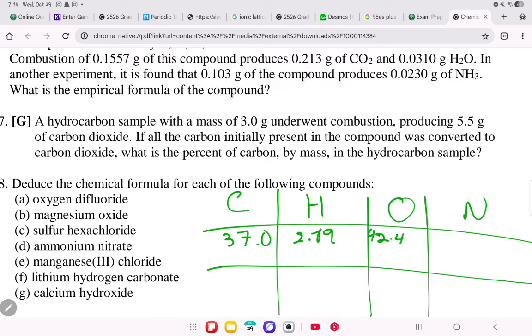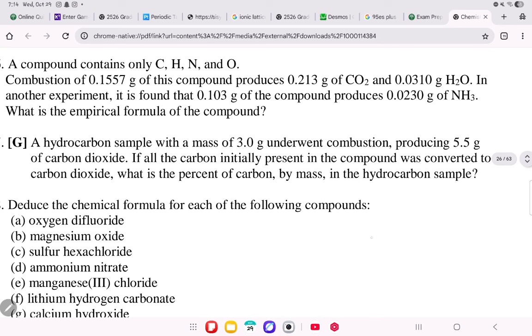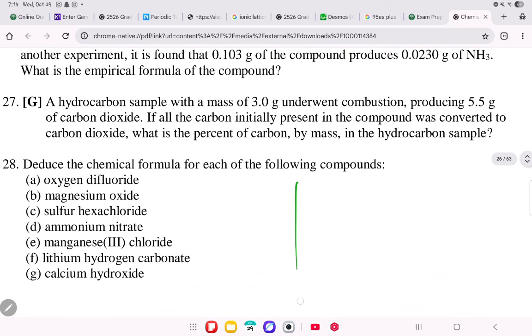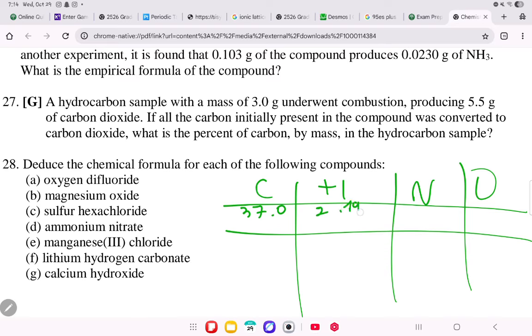Actually, if we do go up, I think they want it in the form of C, H, and then O. Okay, so we'll just change the order. CHNO. So now it's what? It's 37, 2.19, 18.4, and 42.4. Perfect. Now we're going to divide each of these by what?